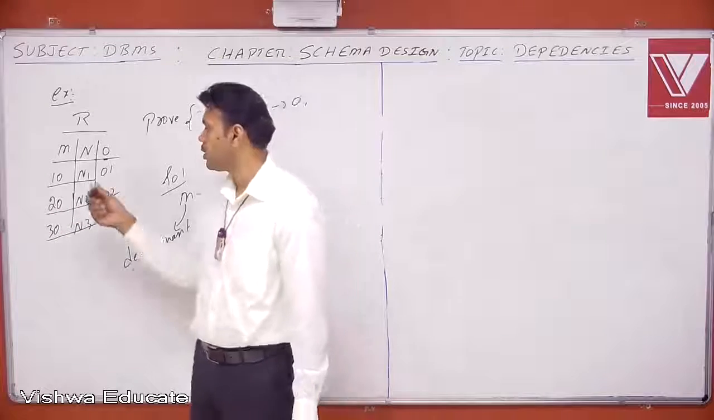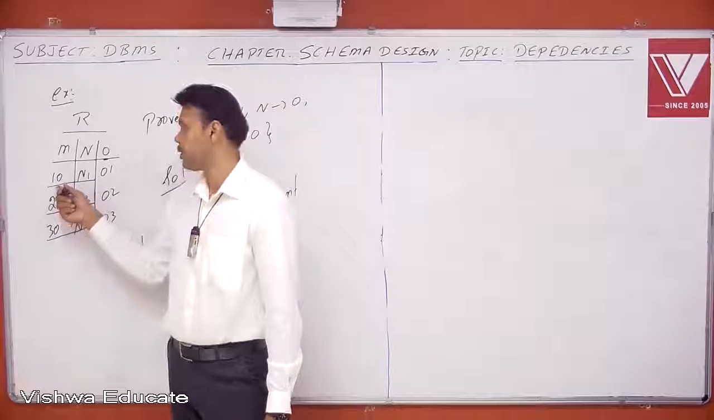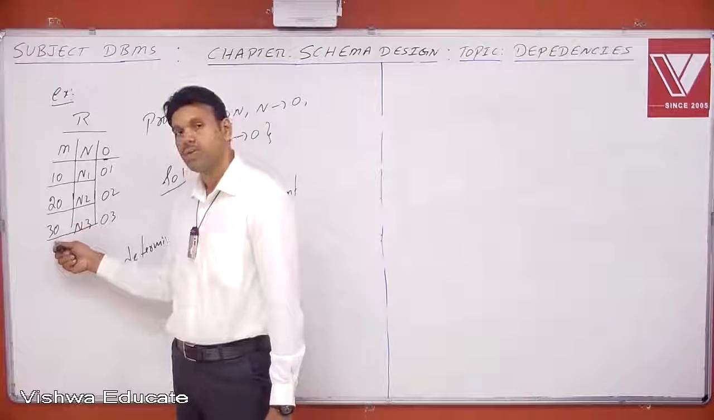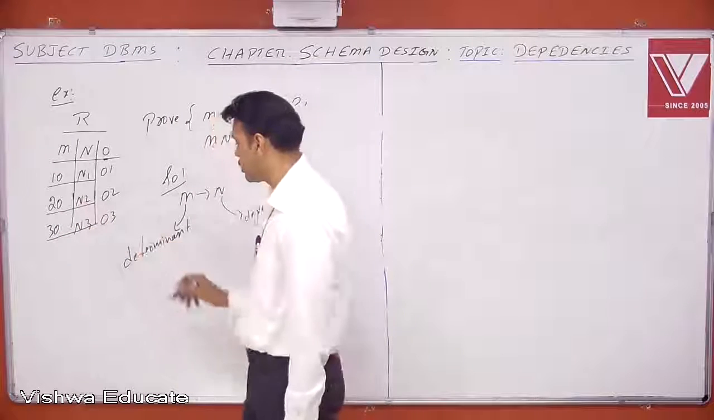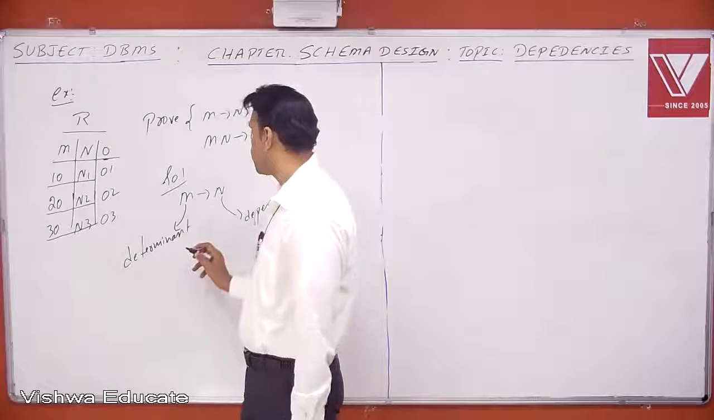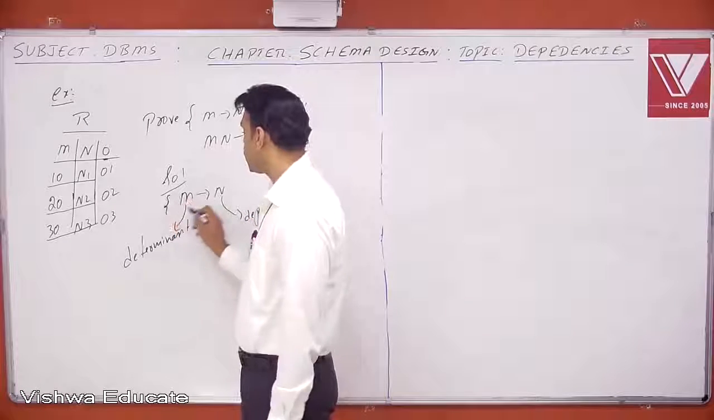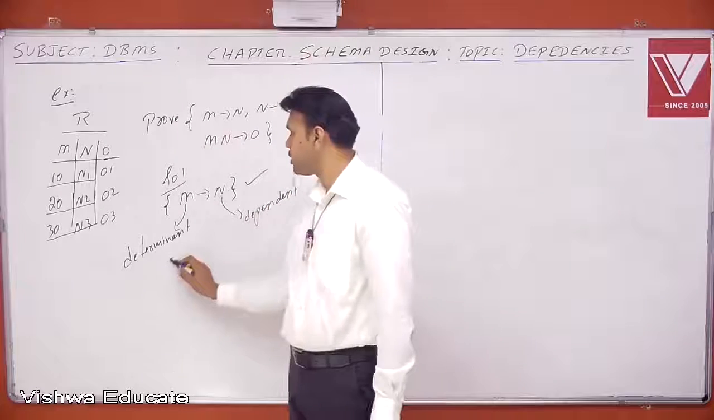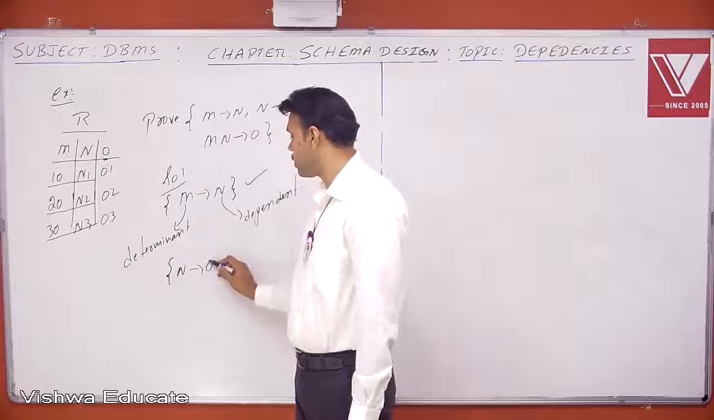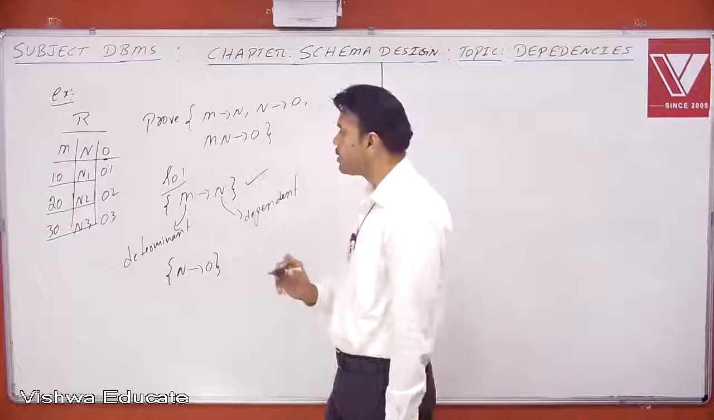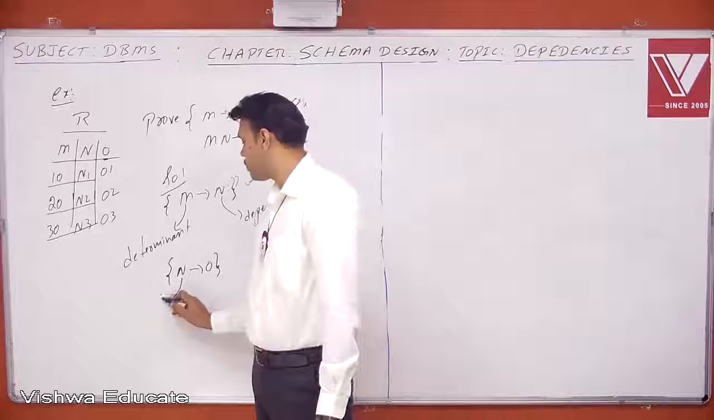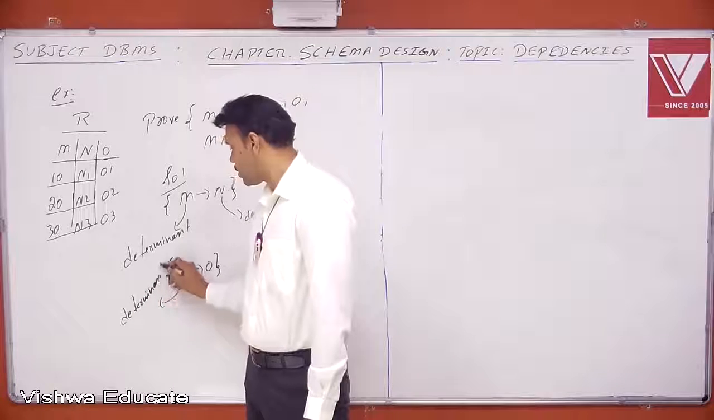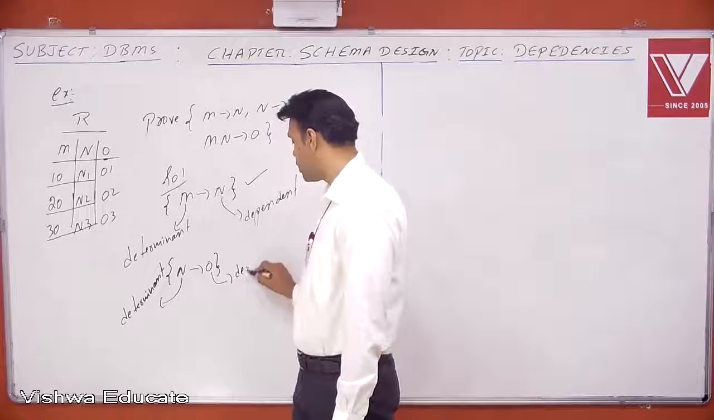Now you tell me, M is unique or not? Unique. That's it. So I can happily say M to N is what? Satisfied. And what is the next dependency? We would like to check N to O. What is N to O? This time N is a determinant and O is a dependent.